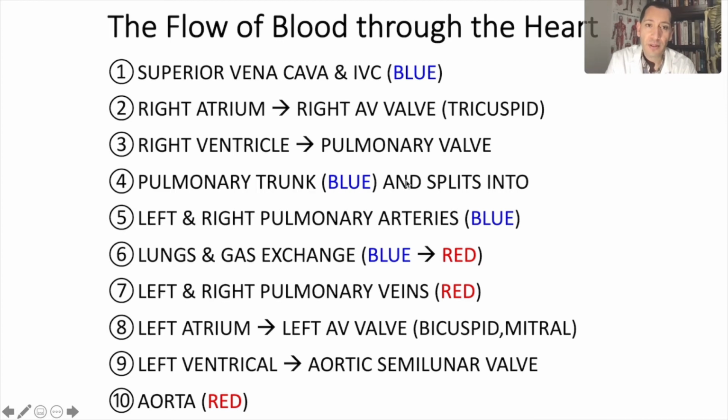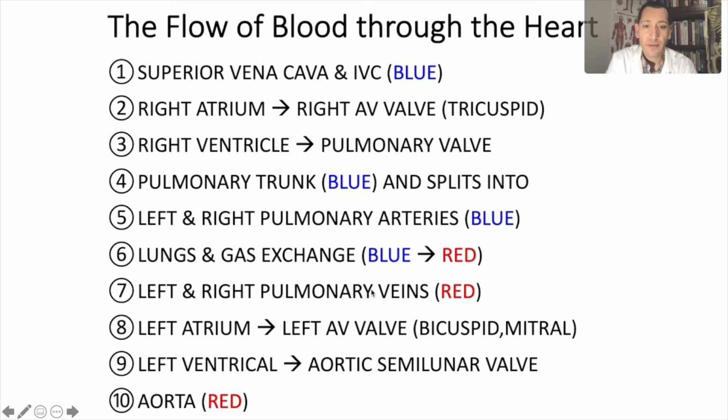Then the pulmonary trunk splits into left and right pulmonary arteries, even though it's blue because it's going away from the heart. It goes to the lungs, picks up oxygen, and when the vessels leave, they're still called pulmonary because pulmonary means lungs, but now they're veins. Why are they veins if they're red? Well, because they are going towards the heart. These are the only four vessels that are opposite of what you might think. These two arteries are actually blue, and these two veins are actually red.